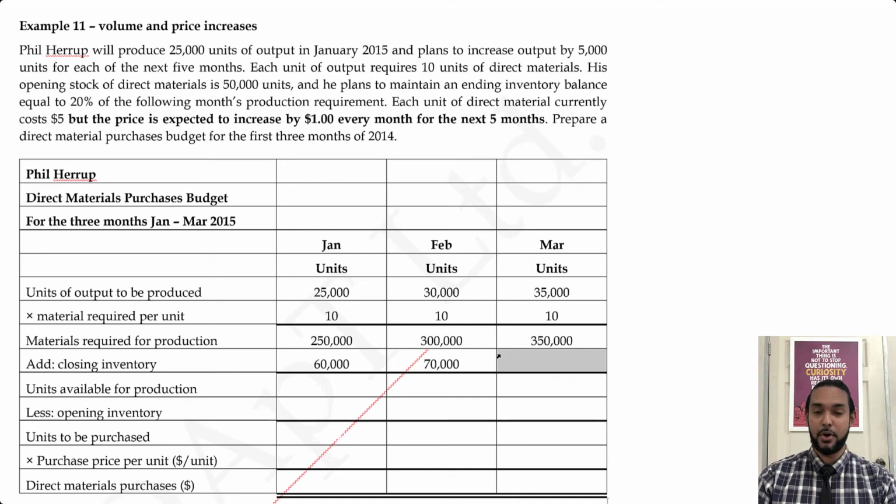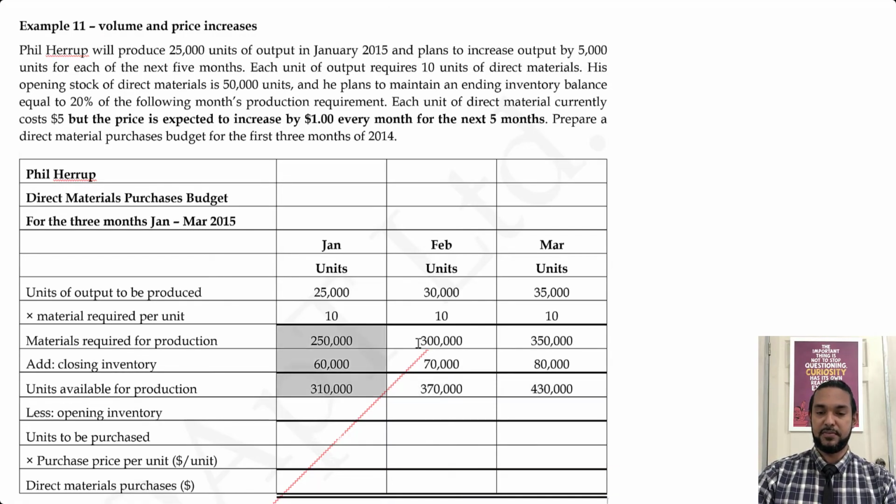Now for March, we need 20% of April. So you know the drill by now, right? We could either look at the pattern right here, which is an increase of 50,000, so we'll probably have 400,000 in April, 20% of which is 80. If you want to go back to the top here, we increase them by 5,000 per month. So 35 plus 5 is 40. We multiply 40 by 10 to get 400, which was the same figure we talked about just now, and 20% of 400 is 80.